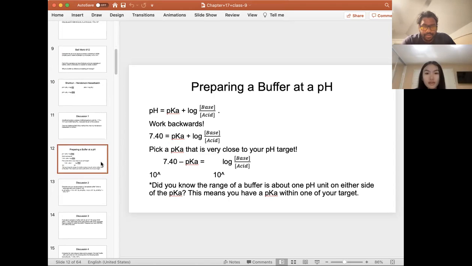So, all right. If you had that kind of question, right? This is just doing the math, but it's important to know that for a buffer, the range is generally going to be plus or minus one for the pKa.